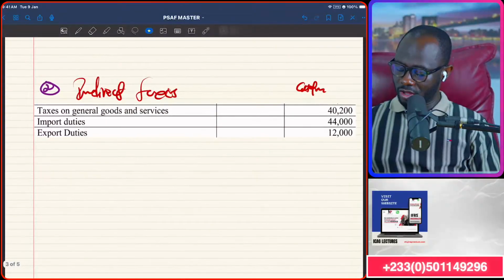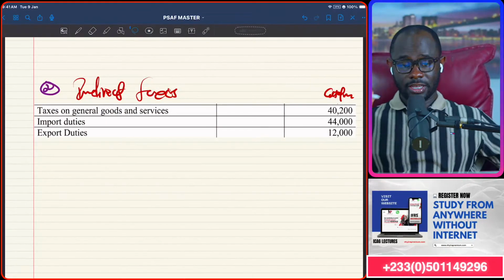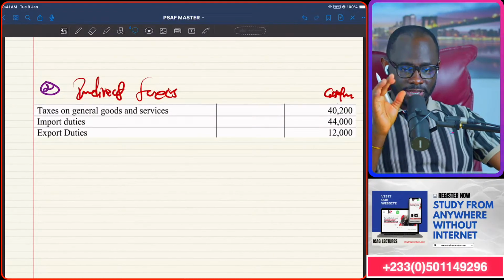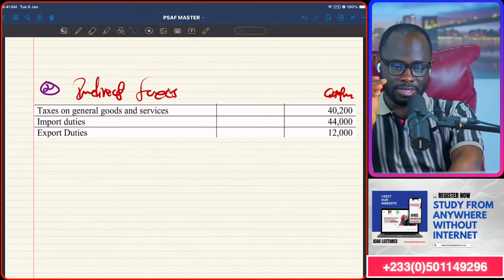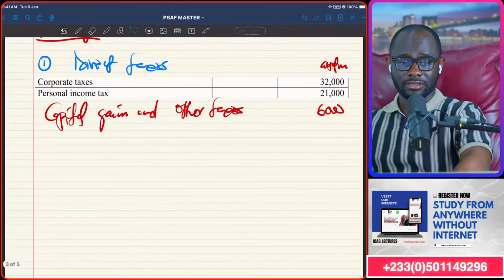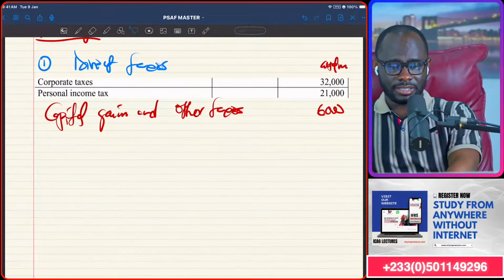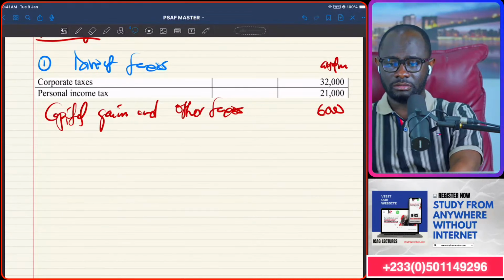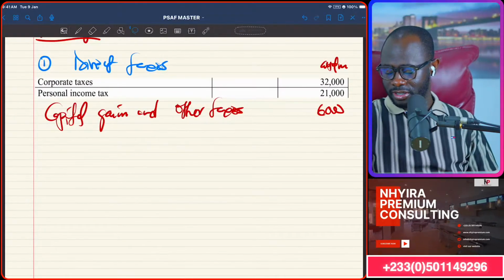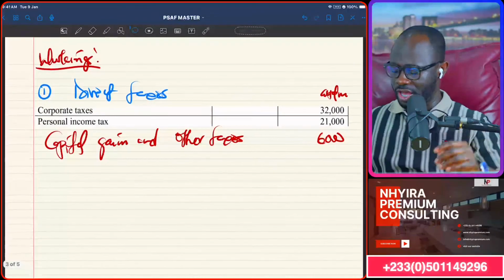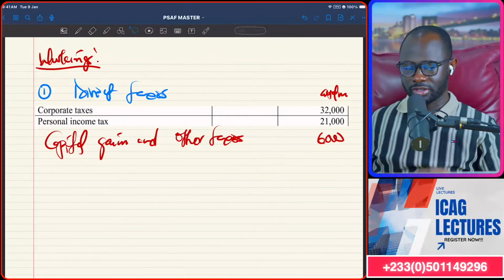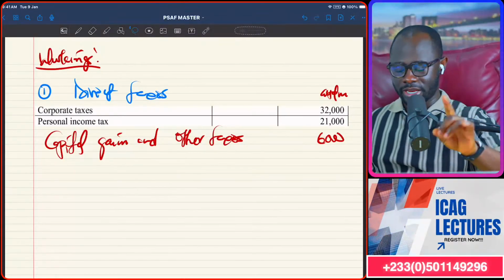So these are all indirect taxes. Taxes on general goods, import duties, export duties. These are indirect taxes, okay? Then the capital gains is a direct tax, okay? Because capital gains tax is the tax that you pay when you sell capital or other assets of a permanent nature generally, or even shares if the shares are not listed on the Ghana Stock Exchange. So those are direct taxes.